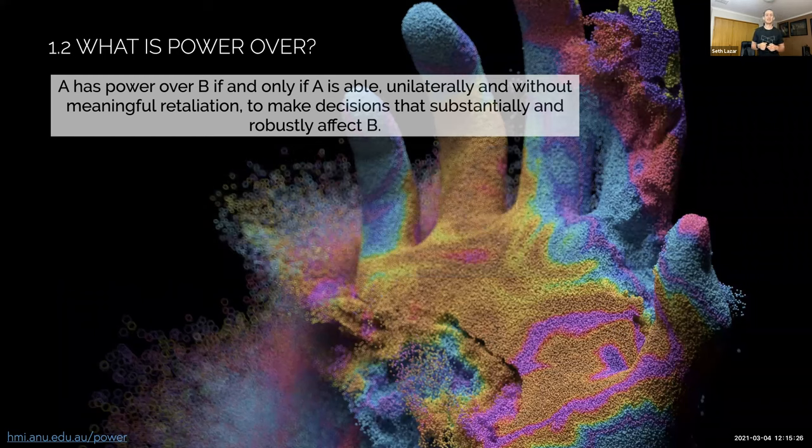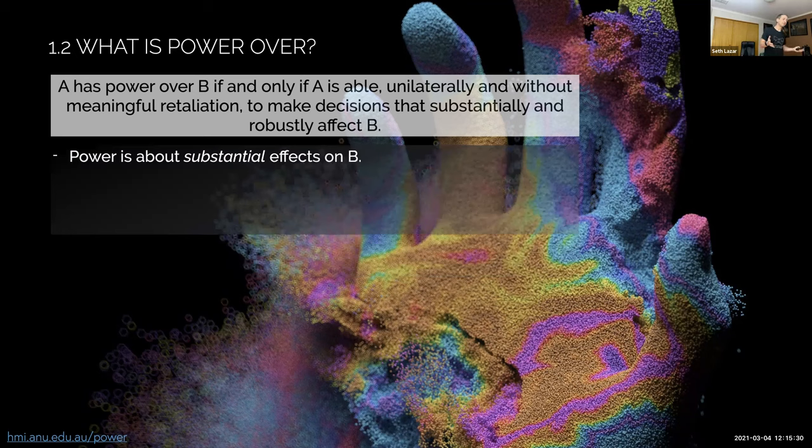Okay, let's go through the idea of the effects that I'm talking about. So there should be substantial effects. Well, look, A doesn't have power over B if A can make only a trivial difference to B's life, that's pretty obvious. One thing I want to highlight though is that, suppose B is a group, rather than just one individual.